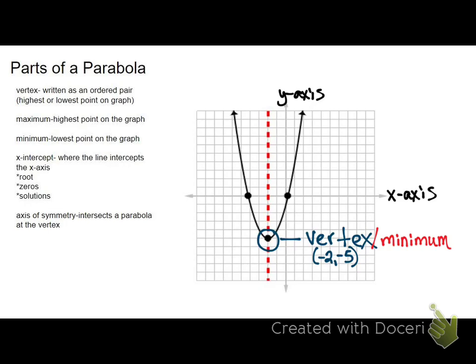Now, what you need to know is that the x-intercept can also be called these three words. If I tell you to find the root, the zeros, or the solutions of the parabola, what I'm referring to is the x-intercept, okay? Root, R-O-O-T, zeros, and solutions, okay?